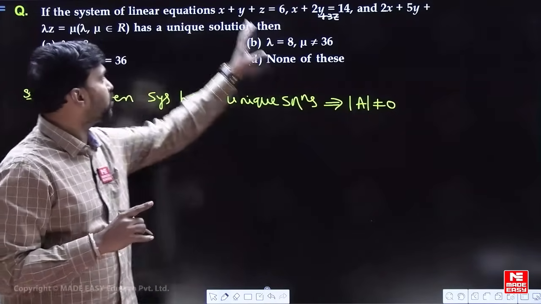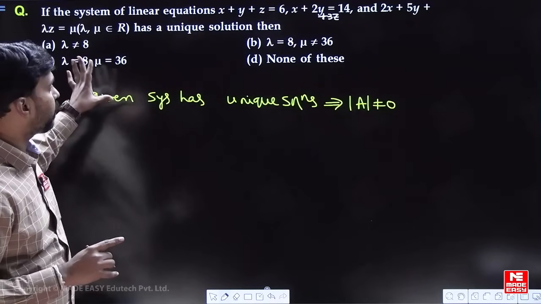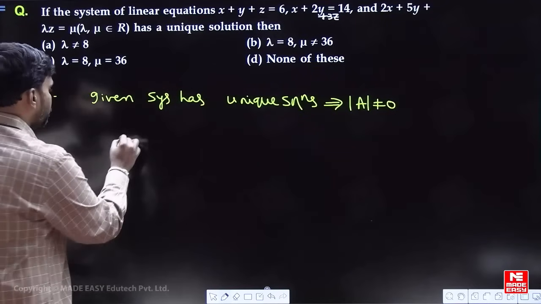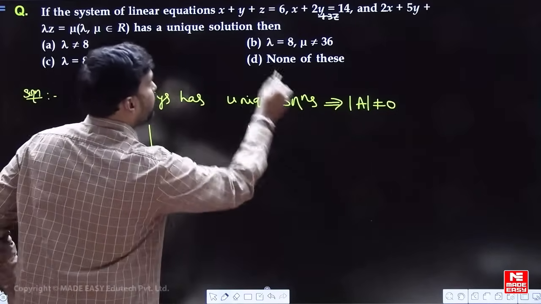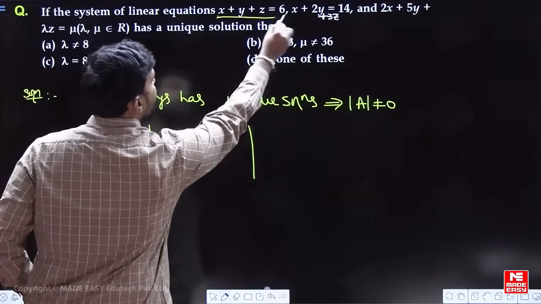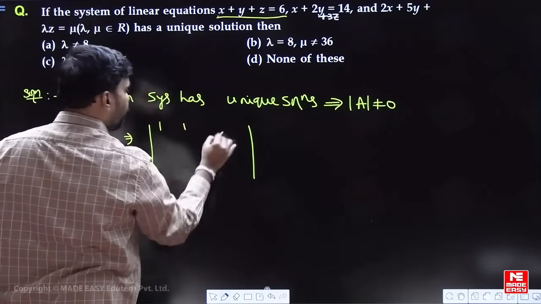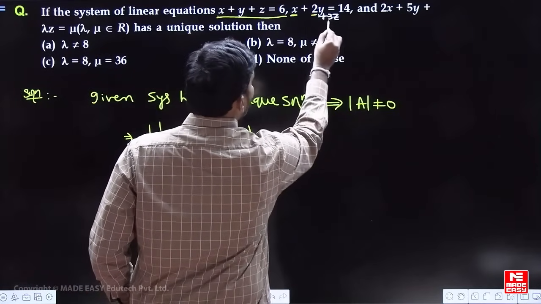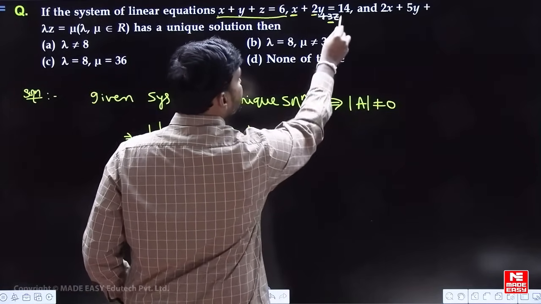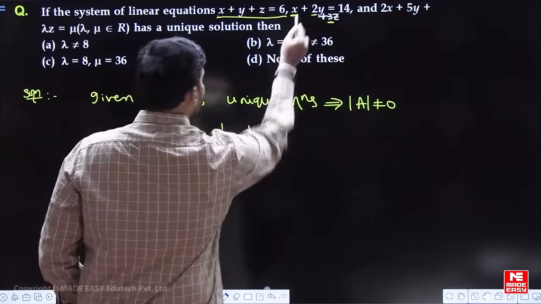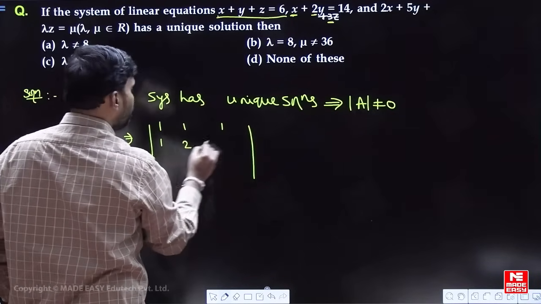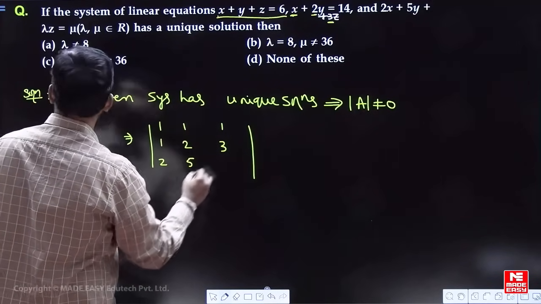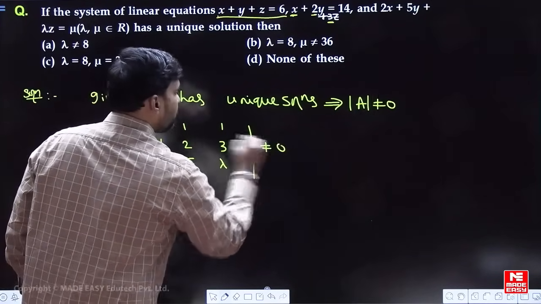If the determinant of the coefficient matrix is not equal to 0 for the given system of equations, let us see. What are the coefficients of the first equation? 1, 1, 1. What are the coefficients of the second equation? 1, 2, and 3, so it is x plus 2y plus 3z is equal to 14, where the x coefficient is 1, the y coefficient is 2 and the z coefficient is 3. And the third equation has 2, 5 and then lambda, and this is not equal to 0.